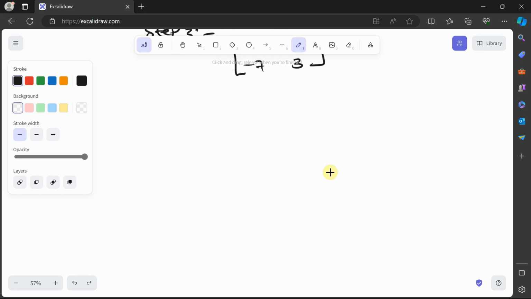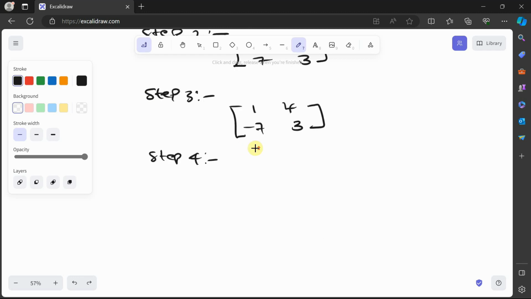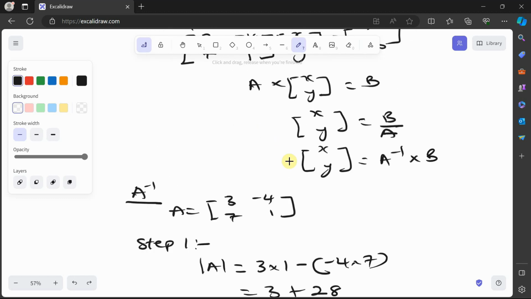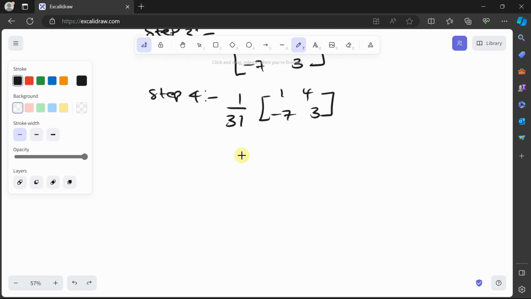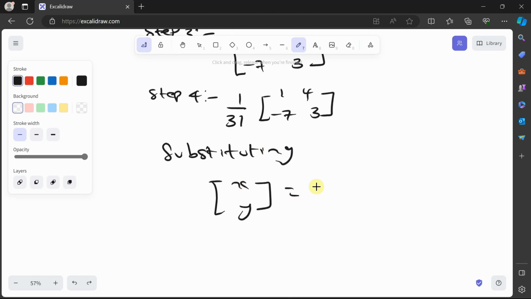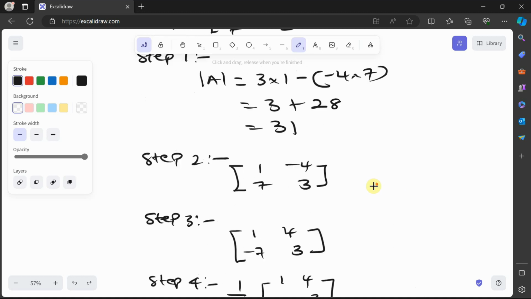Then our step 4, which is the final step, I would divide the resulting matrix from step 3 by the determinant. Determinant is 31. So that would be 1 over 31, open brackets, 1, 4, minus 7 and 3. Like I said before, don't expand this. Don't do that scalar multiplication here. You will just complicate things for yourself. Now that we have that, substituting, xy will now be equal to 1 over 31, open brackets, 1, 4, minus 7 and 3, and I think it's multiplied by b.